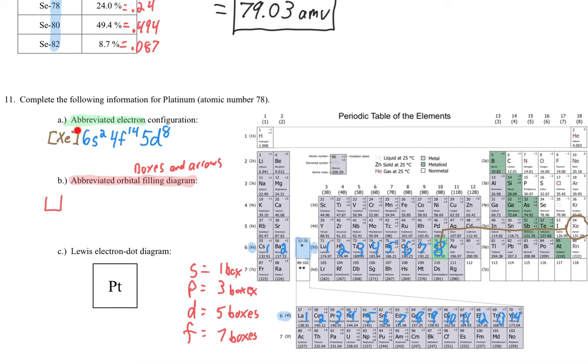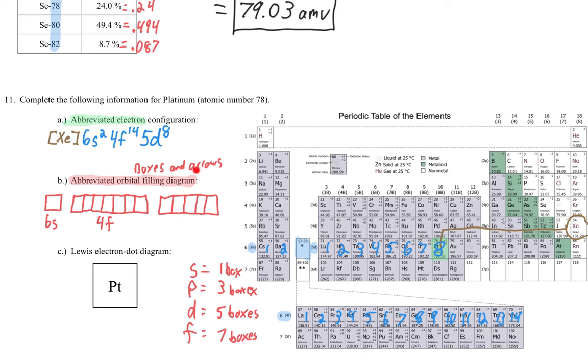So starting out here, the first thing I have is the 6S. It's an S, so I get 1 box. I then come into the 4 Fs. Fs are frickin' big, so they get 7 boxes. And after the Fs are the Ds here, the 5D. D gets 5 boxes. Some people drink Fanta, 1, 3, 5, 7.